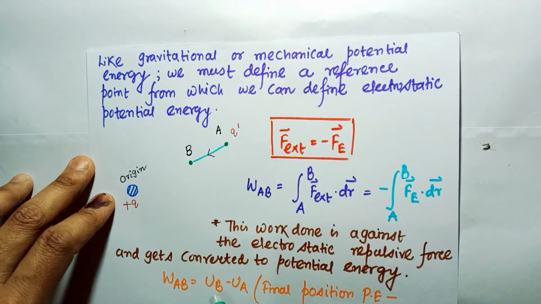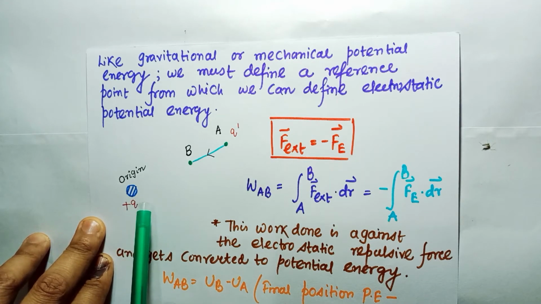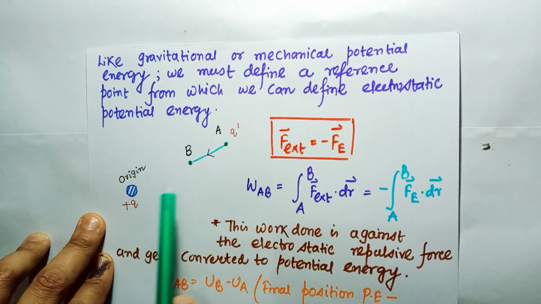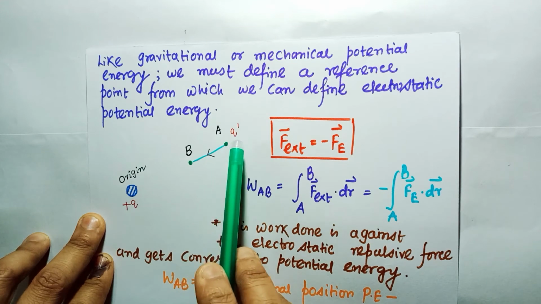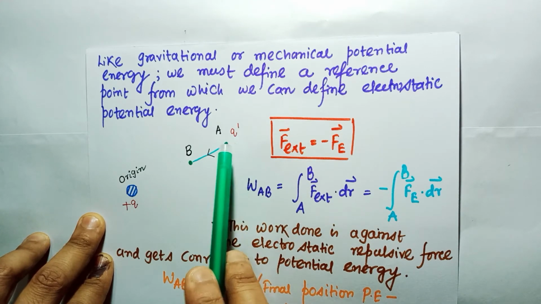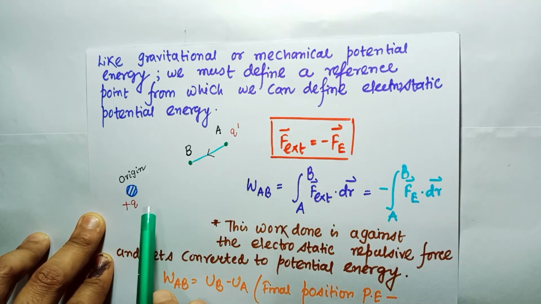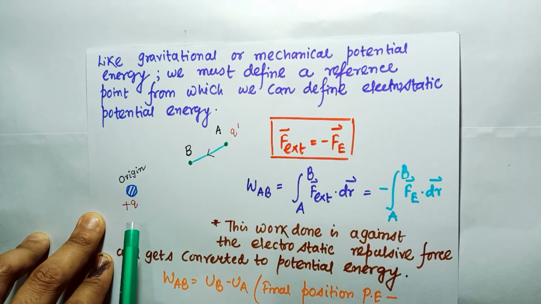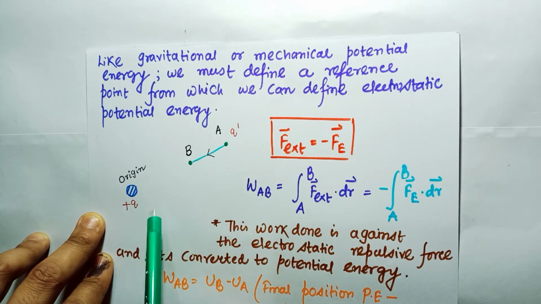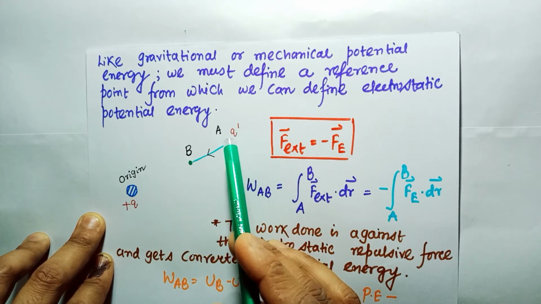So this is the origin, and a plus q charge is located there, and at the point A there is a q prime charge. I want to bring the charge q prime from A to B. We have fixed the charge at the origin, and it will produce its own electric field, and we want to bring the test charge q prime from point A to B.